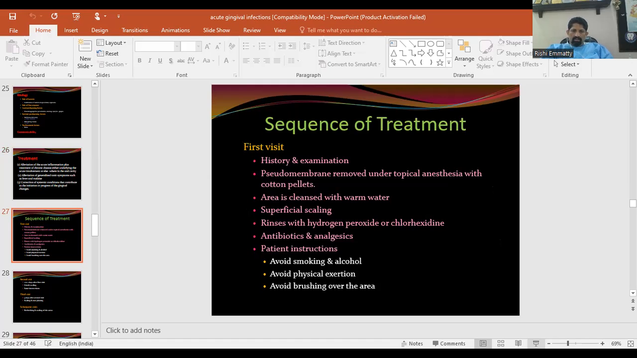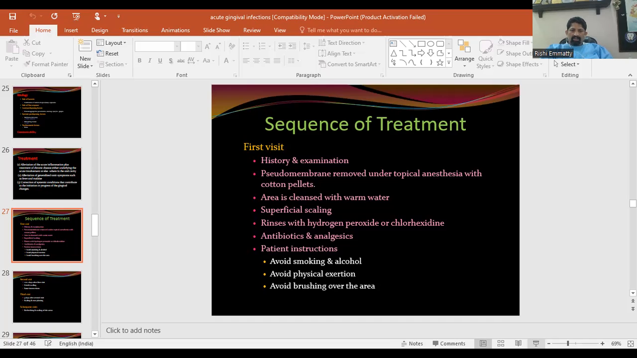So the sequence of the treatment. At the first visit, proper history and thorough examination is done. The pseudomembrane is removed under topical anesthesia with cotton pellets. You do it very slowly. Areas are cleansed with warm water. Superficial scaling can be done, only ultrasonic scaling, very superficially. Rinses with hydrogen peroxide or chloroxylenol are done.